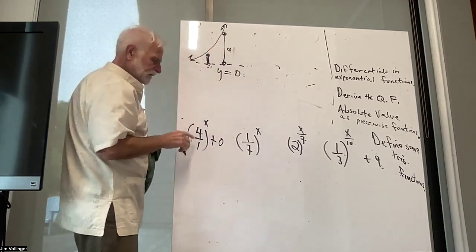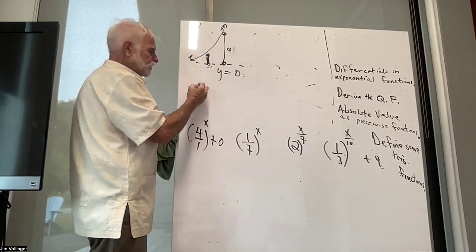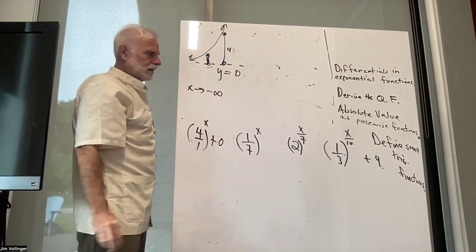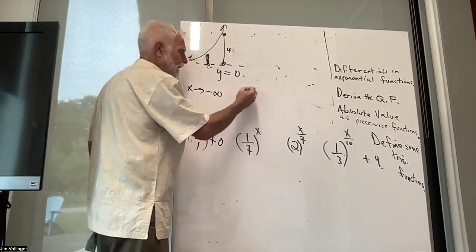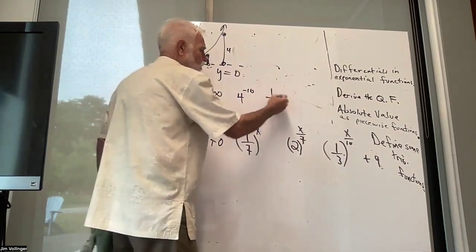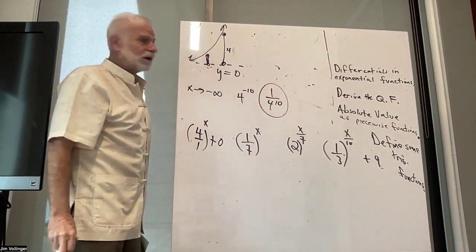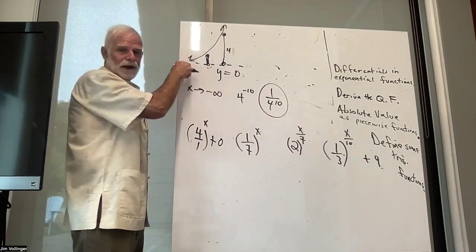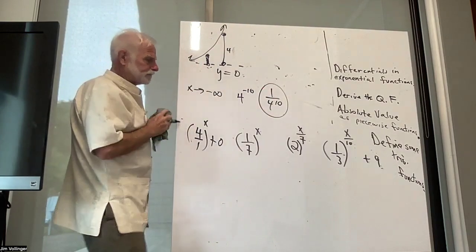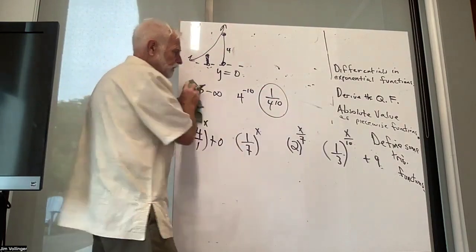All right, now where's the asymptotic behavior? As x goes to negative infinity. All right, for instance, 4 to the minus 10 is 1 over 4 to the 10th. And that, my friends, is very close to 0 on the left, as an example. All right, so you try the next one.